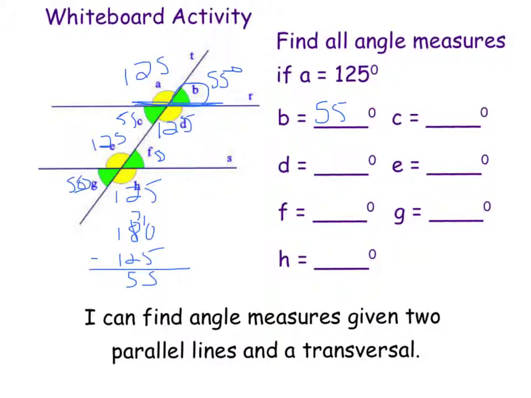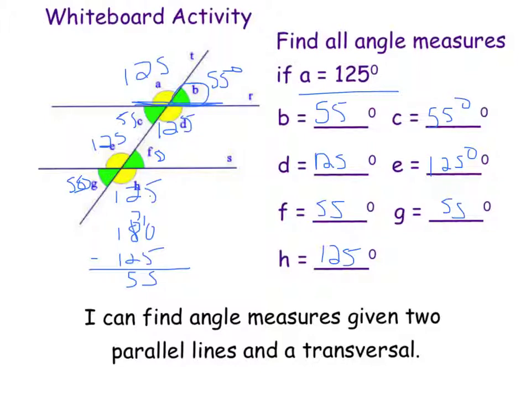So A is 125, B is 55, C was 55 because it was vertical to B. D was 125 because it was vertical to A. And then we can jump down, again, a variety of different ways. E was 125 because it was corresponding to A. F is 55 because it is supplementary to E. G is 55 because it's vertical to F. And H is 125. Again, many reasons I could give.